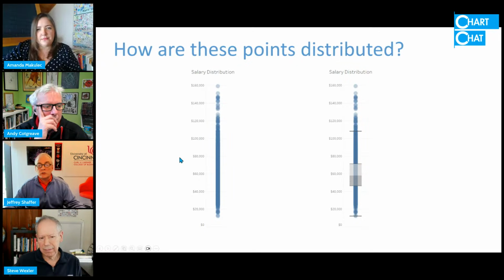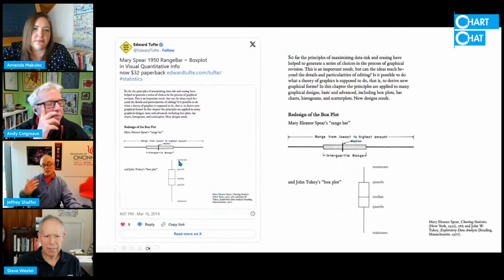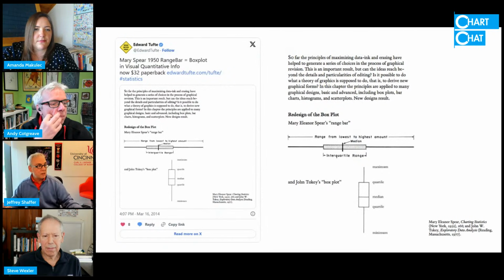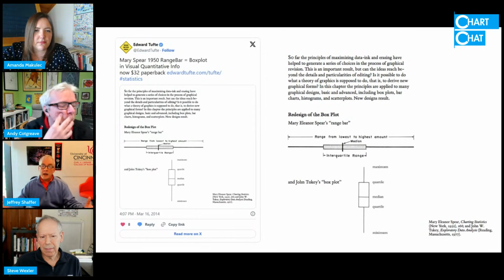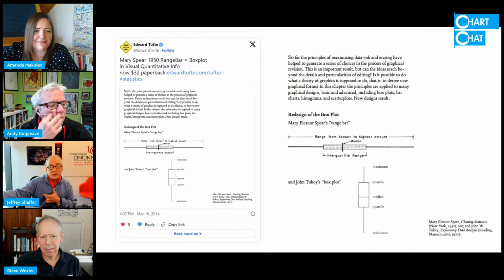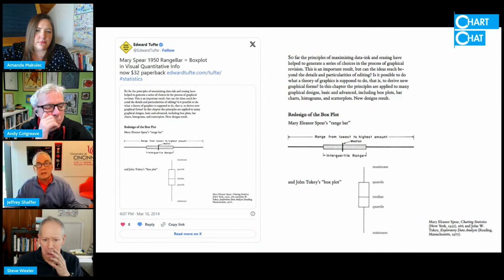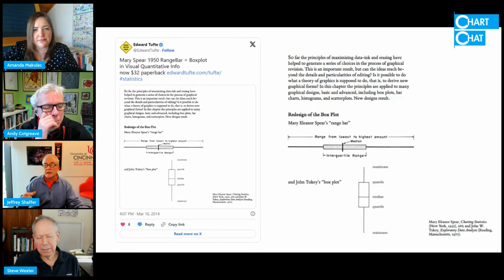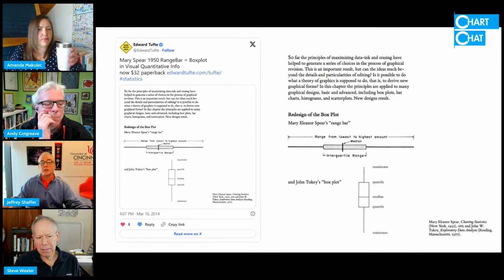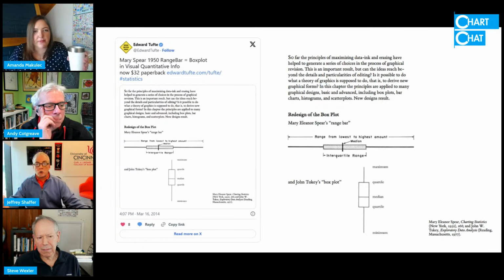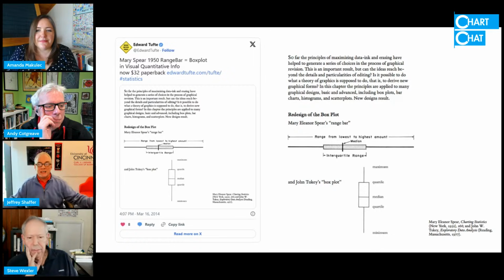If you go back in history where this comes from, I'll give a shout out to Mary Eleanor Spear. She invented the range bar. John Tukey gets credit for the box plot. I'm going to disagree a little bit here and say range bar equals box plot, because not really, not quite. Tukey does talk about these range plots, but you'll see in her writing, she's going with that 5-number summary. She's talking about the min of the data, the first quartile, the third quartile. So you have the box with the middle, and then you have these ends on it.